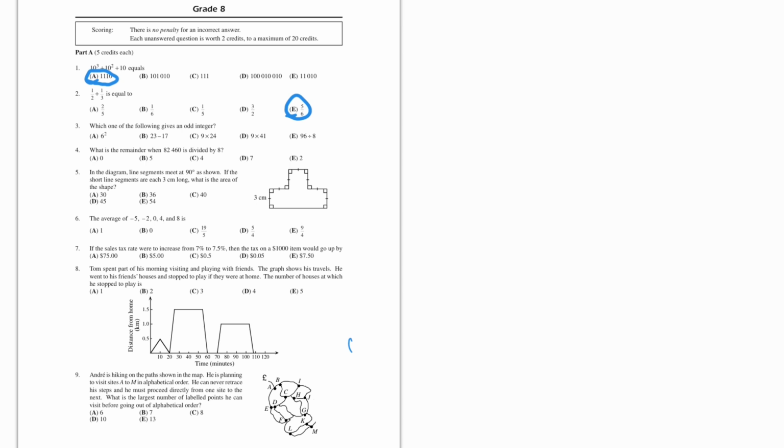Number 3, which one of the following gives an odd integer? The choice A is 6 squared. 6 squared is 6 times 6. Even times even is always even, 36, not odd. Choice B, 23 minus 17. 23 is an odd integer. 17 is another odd integer. Odd minus odd, or odd plus odd, is always an even number. So this one equals 6, not our answer.